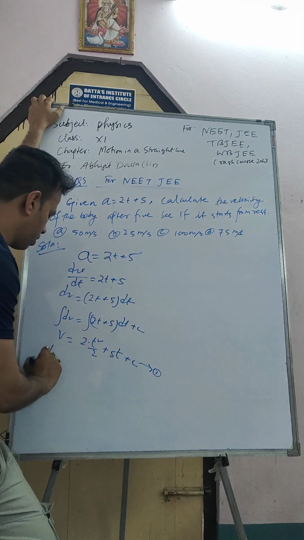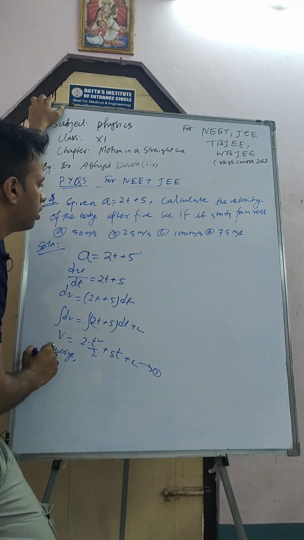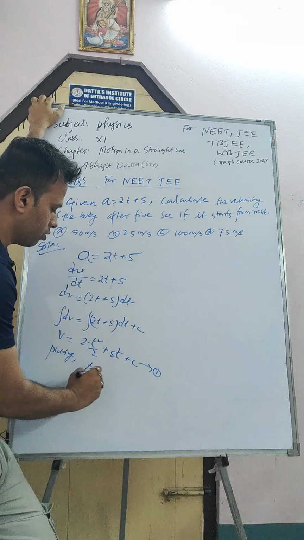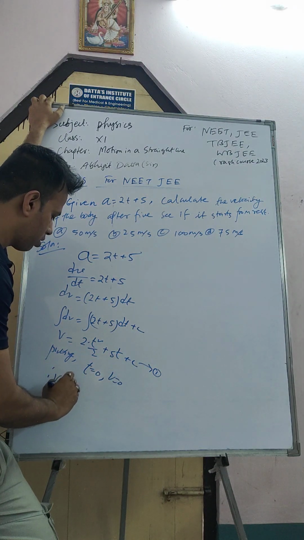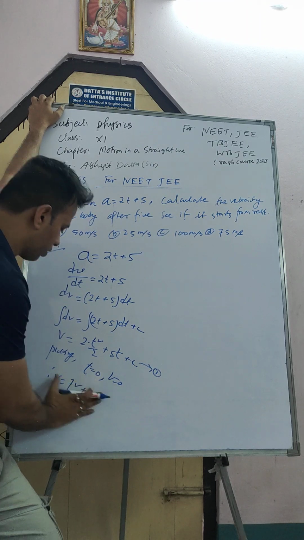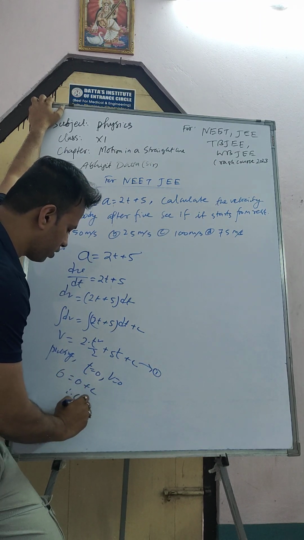Now, the velocity of the body after 5 seconds if it starts from rest. So if it starts from rest, at t equal to 0, v will be 0. So v will be t square plus 5t. So c will be 0. 0 equals 0 plus c, so c will be 0.